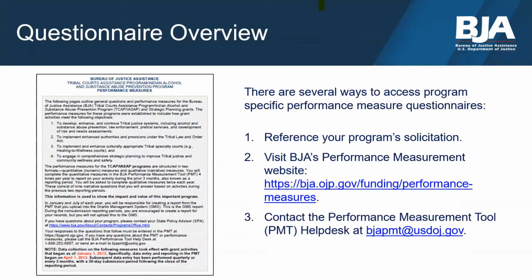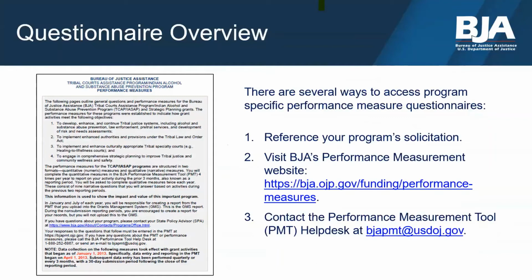On the screen, you will see an example of a performance measures questionnaire. The questionnaire is a resource that provides an overview of the reporting questions grantees will need to respond to. All data reporting takes place directly in the Performance Measurement Tool, or PMT. The first page of each performance measure questionnaire outlines additional resources that may be helpful as you report. It includes reminders about the program's goals and objectives and lists contact information for the PMT help desk and state policy advisors if you have any questions.